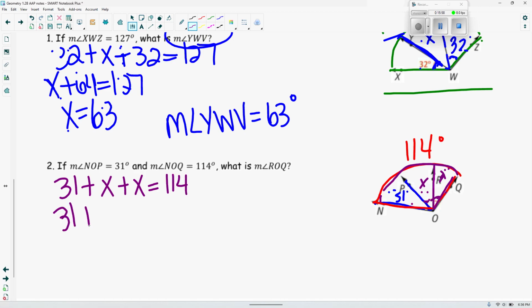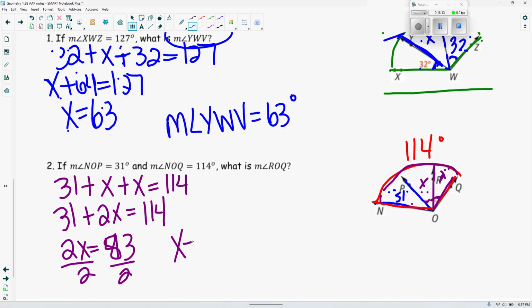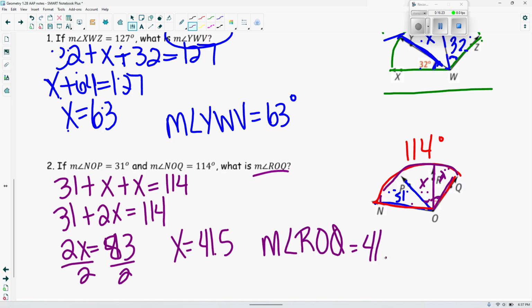So combine like terms, 31 plus 2x equals 114. Move my 31 over, so 2x equals 83. Divide by 2, so x is equal to 41.5. Answer the question. The measure of angle ROQ is equal to 41.5 degrees.